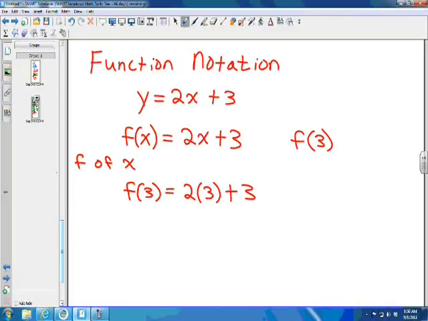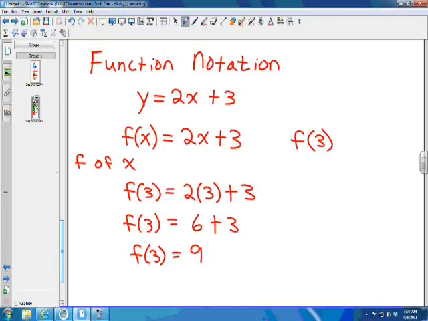And again, this is where I want you to be clear. You're not going to change this f of 3. You're not going to move things over. That doesn't mean f times 3. It means f of 3. It's going to stay right there where it is. And you simplify this over here. 6 plus 3. So what is f of 3? 9. And they'll probably give you several things. They might want you to find f of 3, f of negative 2, and f of 5. Whatever it is, you just plug it in.